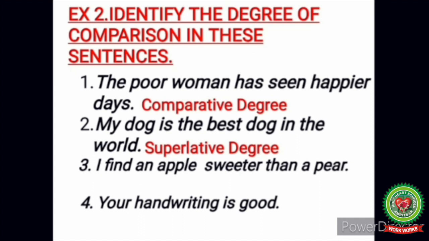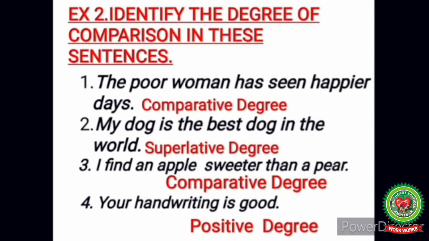Number 3. I find an apple sweeter than a pear. Now in this sentence, two fruits are being compared with each other, that is apple and pear. Sweeter here is an adjective that is ending in ER. So, it is a comparative degree. Number 4. Your handwriting is good. Now, in this sentence, we are talking about the handwriting of only one person, and good here is an adjective. So, it is a positive degree.